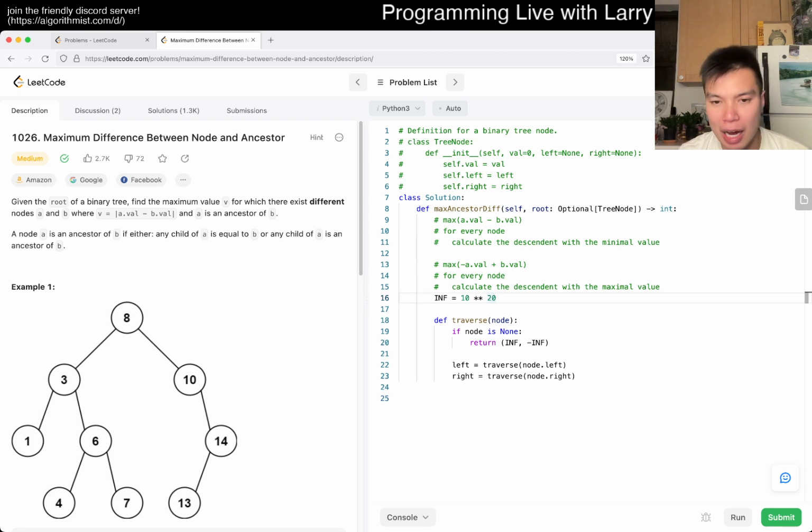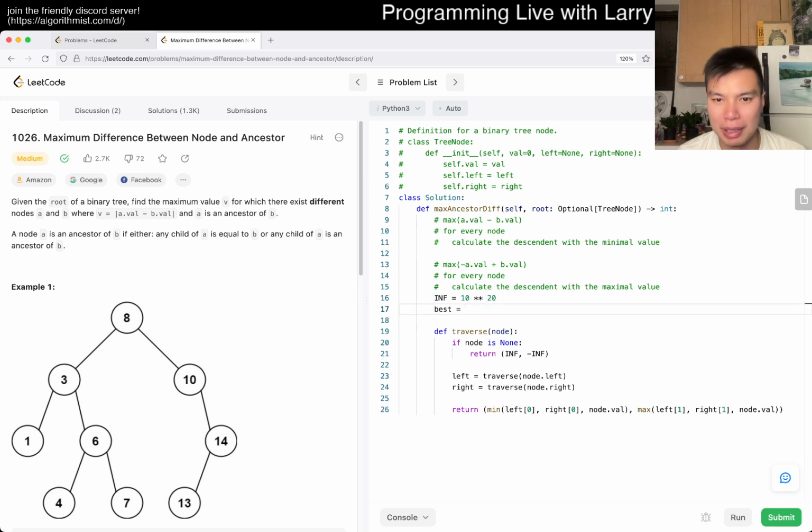But basically now, obviously, we want to return min of left sub 0, right sub 0. We're trying to get the smallest value, and then max of left sub 1, right sub 1, and then node.value, right? So these are the min and the max, and that's what we're returning. One more thing that we want to do is, of course, calculate these things. You can also pass it up in a recursive way, but I'm just going to do it here.